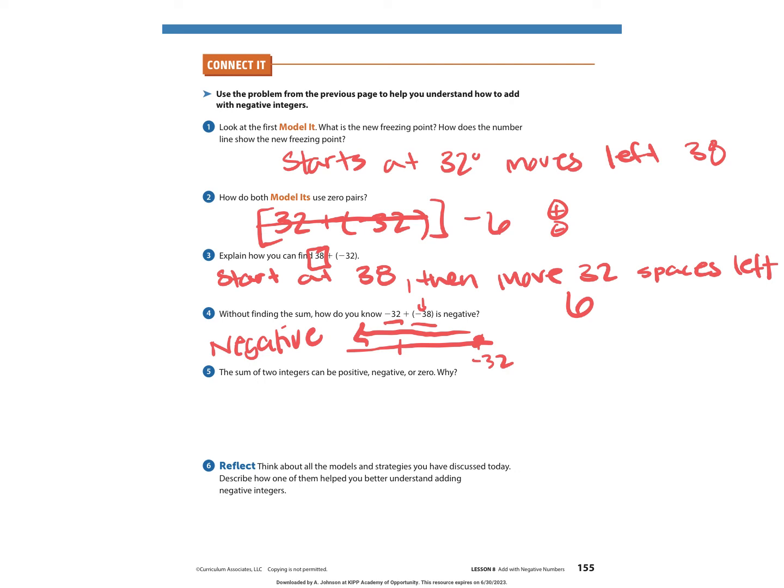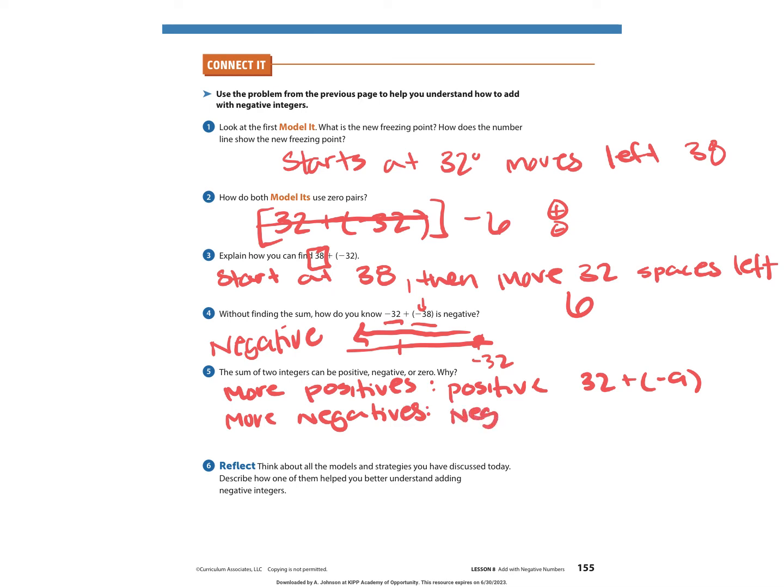And then number 5 says, the sum of 2 integers can be positive, negative, or 0. Why? Okay, so to do this really quickly, if you have more positives, like in number 4, it will be positive. So if I have 32 positives and 9 negatives, that's going to be positive. If I have more negatives, it'll be negative. So same thing. Say these 32 are now negative. If I only have 9 positives, that will end up being negative.